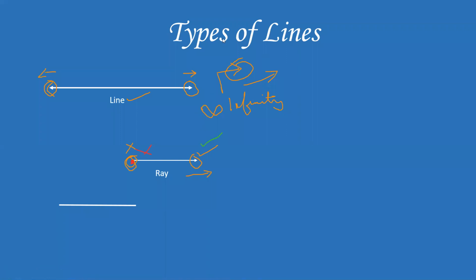Will this line continue or not? Obviously not. There are no arrows over here, so this line is not going to continue. Yes, absolutely right, Tanishka. It is a line segment.